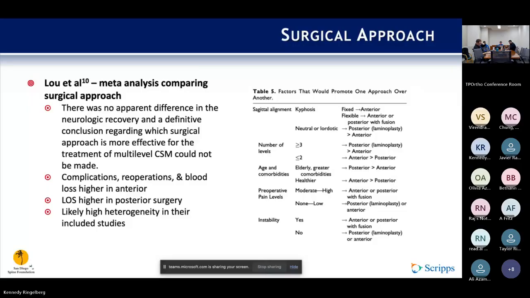And it is thought that, basically, like the factors that I mentioned, if there's any deformity involved, the number of levels involved, the age of patients also plays a factor.